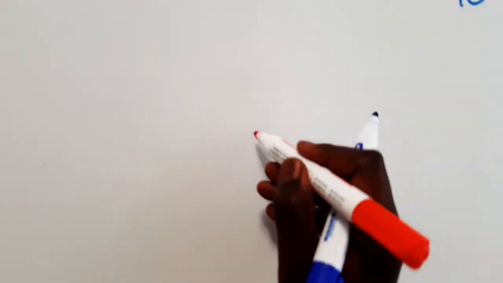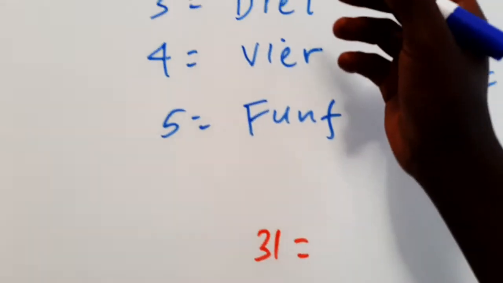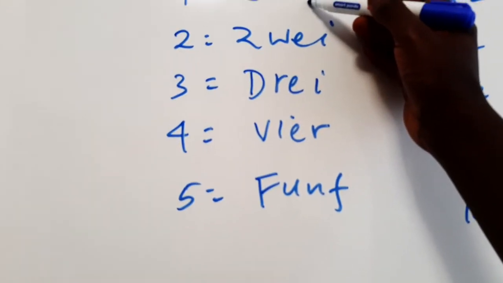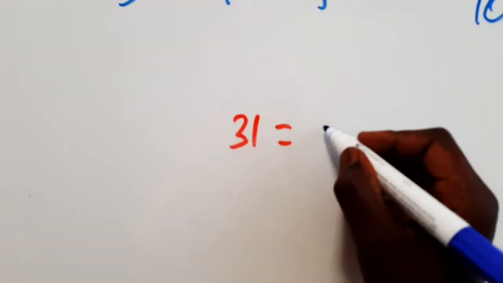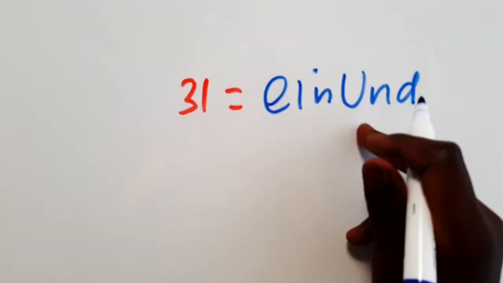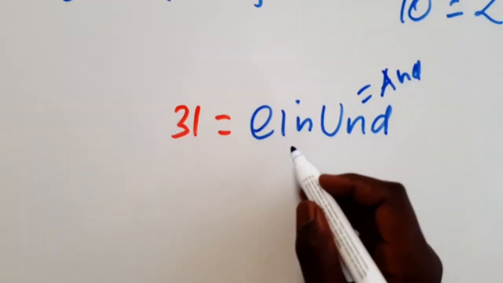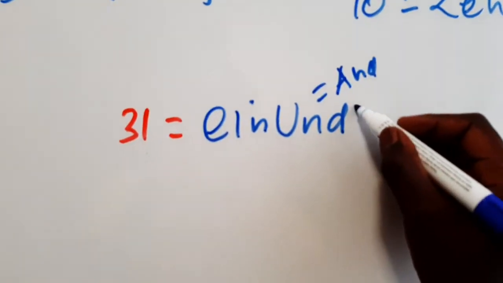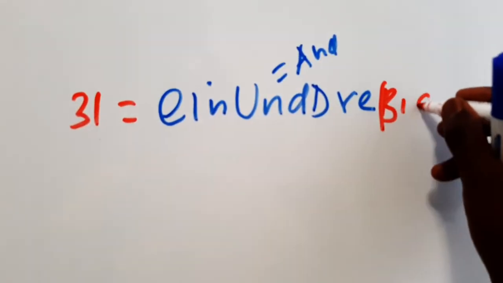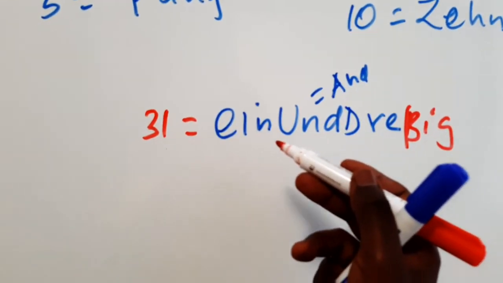So let's start with 31. So 31 will be, remember, 1 was eins. But we'll delete the S. So it will be ein und, which is like and in English, so it's like you are joining two numbers. So it's ein und dreißig. You remember the one in red over there? Yes, so we are using it here. So it's ein und dreißig.